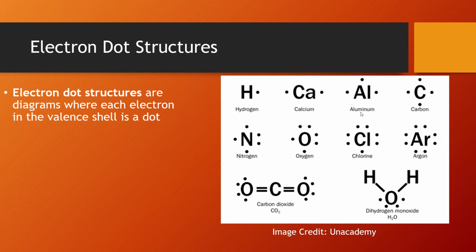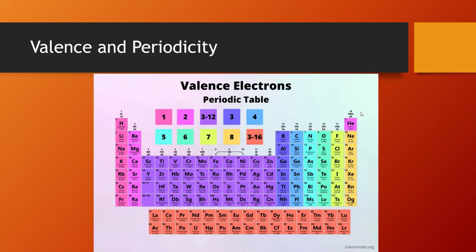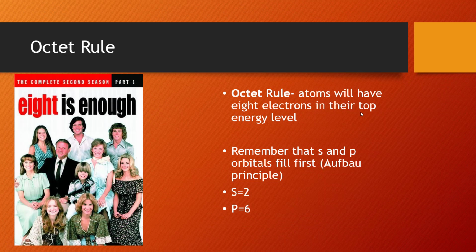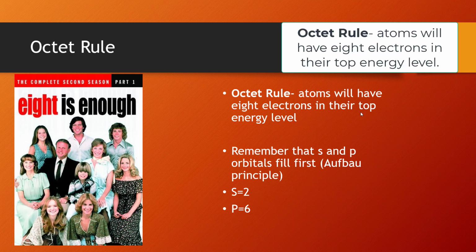Over there we have argon with a total of 8 dots, and you can probably guess this only really goes up to 8, which is why these transition metals are going to get much more complicated later on. And going up to 8 means we have something called the octet rule. The atoms will have 8 electrons in their top energy level.